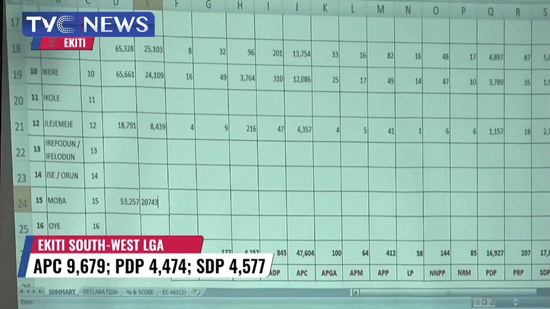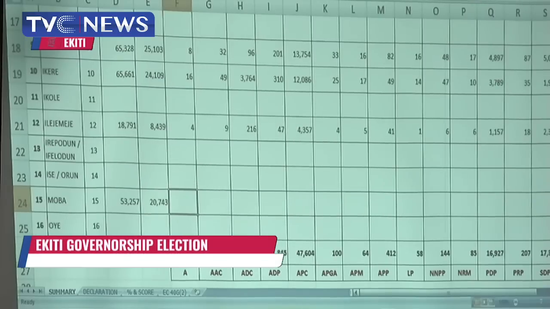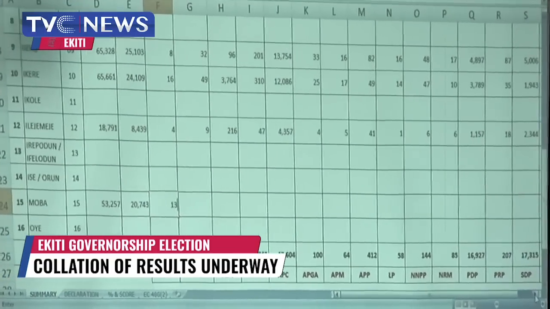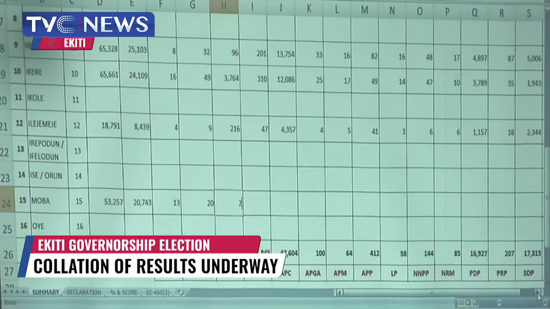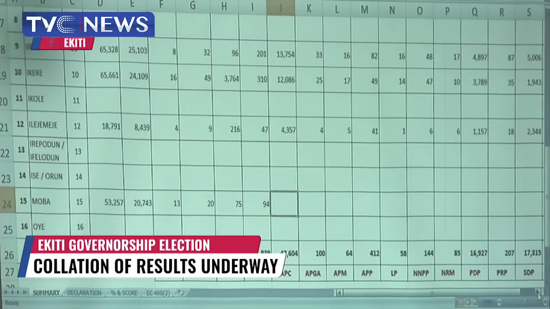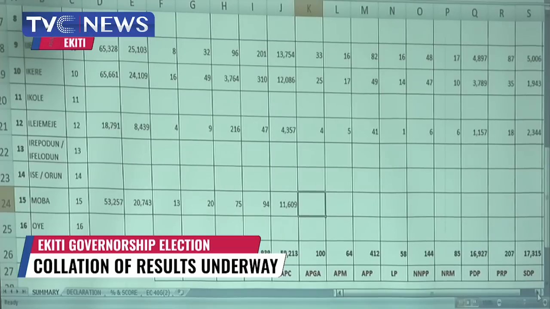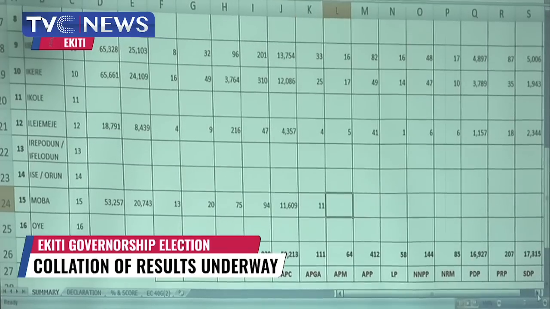Number of accredited voters, 20743. Votes received by the parties. Party A, 13. AAC, 20. ADC, 75. ADP 94. APC 11609.